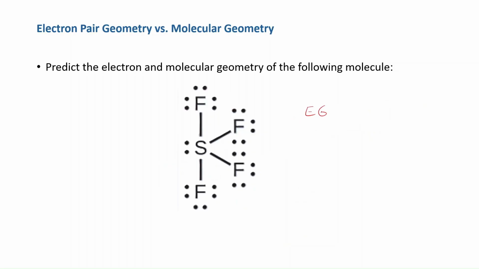Electron geometry. How many electron groups do I have? 1, 2, 3, 4, 5. Five is trigonal bipyramidal. And please don't answer just "trigonal", because there is trigonal planar, trigonal pyramidal, and trigonal bipyramidal. Use the full name. Molecular geometry is going to be different because there's a lone pair.